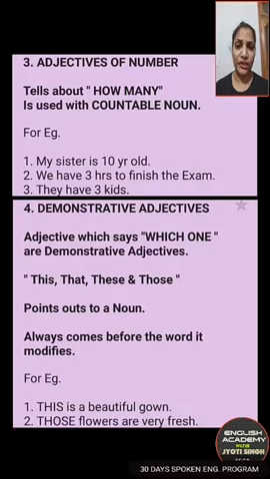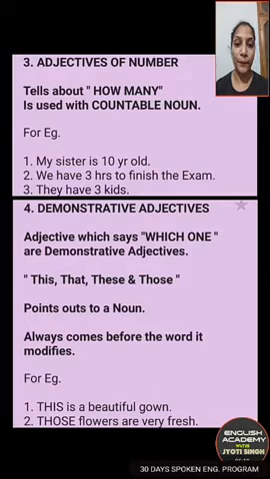A demonstrative adjective tells you about which one, and the commonly used words are this, that, these and those. They point out towards a noun. Always they point towards a noun.